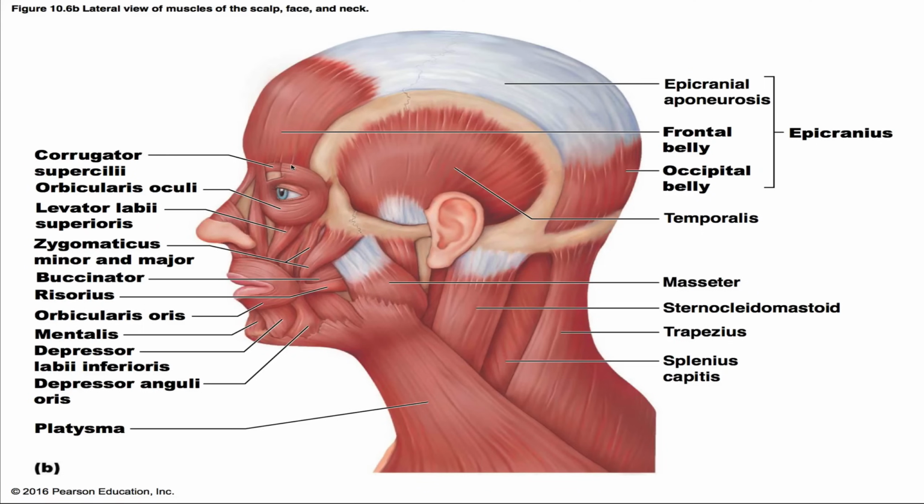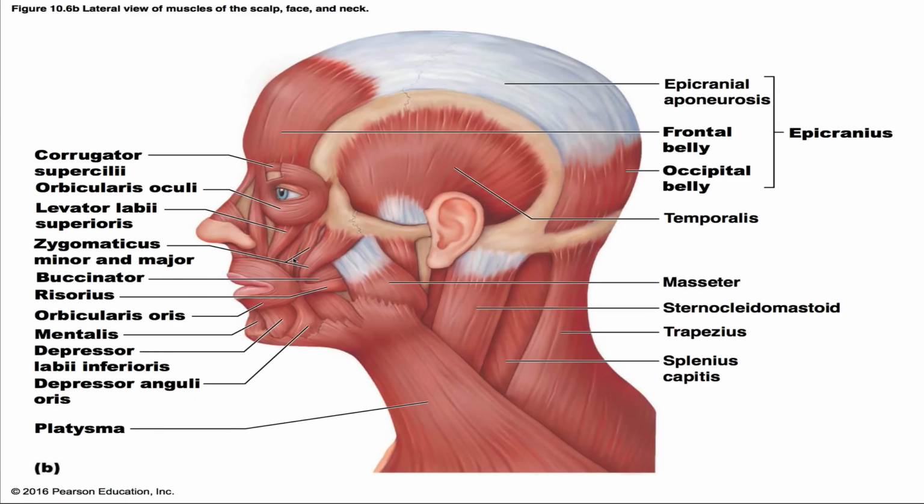The prime action this has is that it closes your eyes. Various parts can be activated individually, so it can also produce blinking movements. You can use this muscle also to squint, and it also allows you to draw your eyes inferiorly. The next muscle is right here, the zygomaticus muscles.